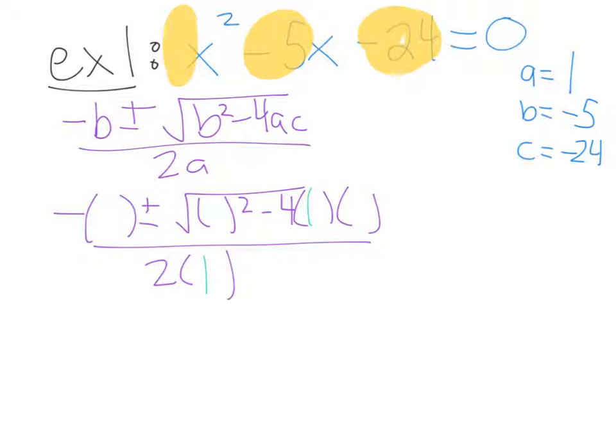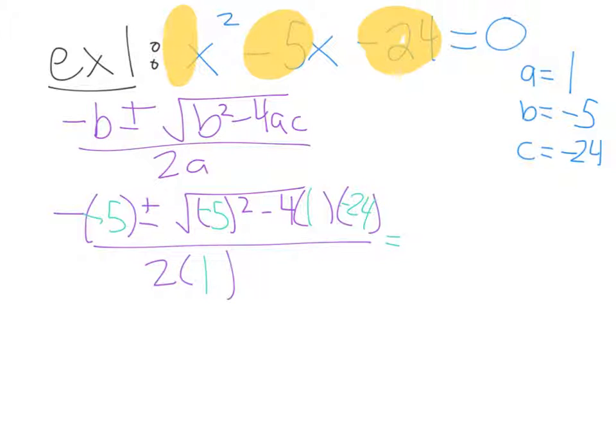Next, let's look for my b values. My b is a negative 5. So wherever I see a b, I need to put in a negative 5. And my last remaining value is my c value, and wherever I see my c, I'm going to put in a negative 24. From here, we just need to simplify my equation as much as possible.